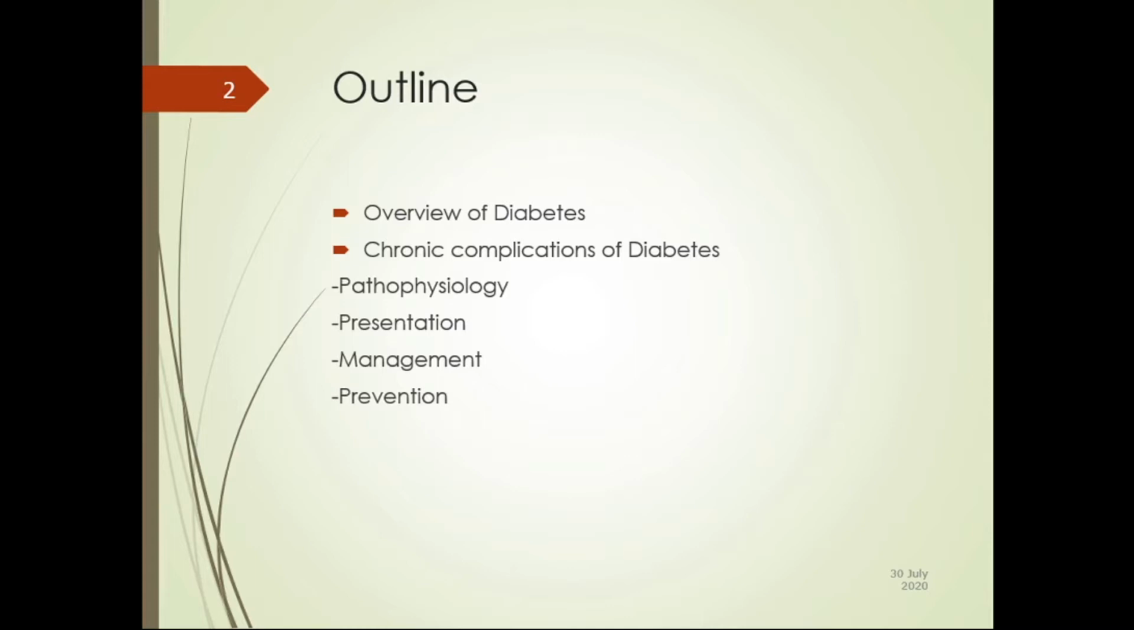In our outline, we are going to talk about an overview of diabetes so that you can remember what diabetes is, and then we go into chronic complications of diabetes. And in chronic complications, we will talk about the pathophysiology, the presentation, how treatment and management of these complications is done, and what patients can do to prevent these complications.